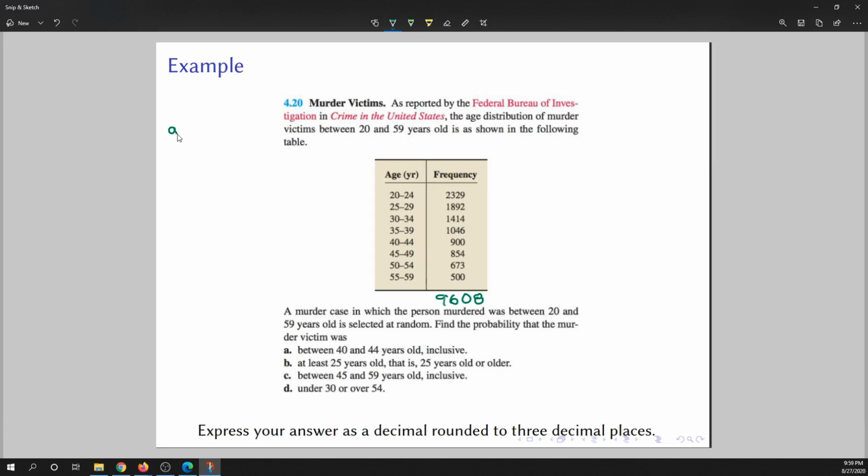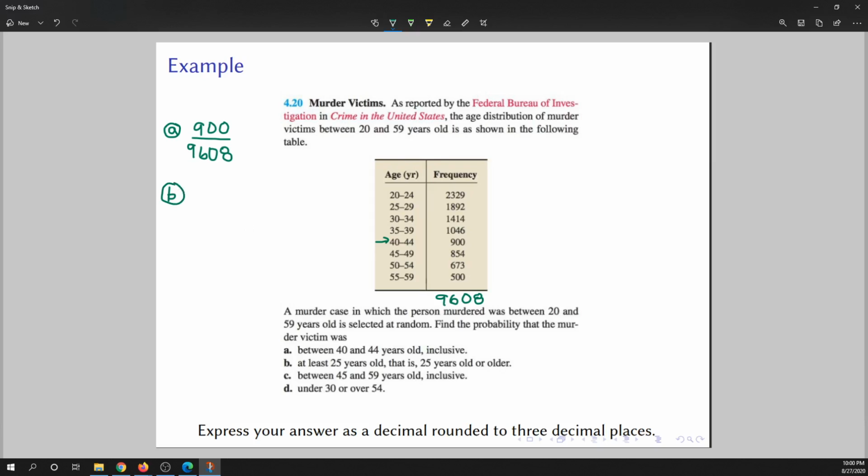So first off, what is the probability that the case selected at random involves a victim who is between 40 and 44 years old? Looking at these categories, that's just this one right here, 40 to 44. So that's 900 cases. That is the number of cases in our event, and we divide that by the number of cases in the sample space, which is 9608. I'm just going to leave this as a fraction. You can divide this out and convert it to a decimal if you like.